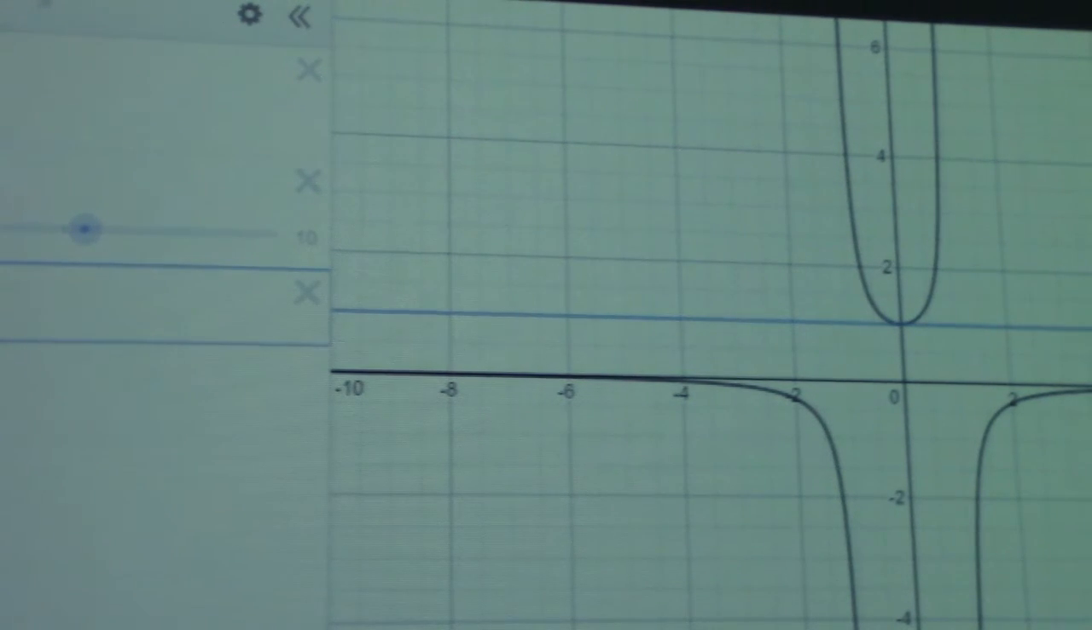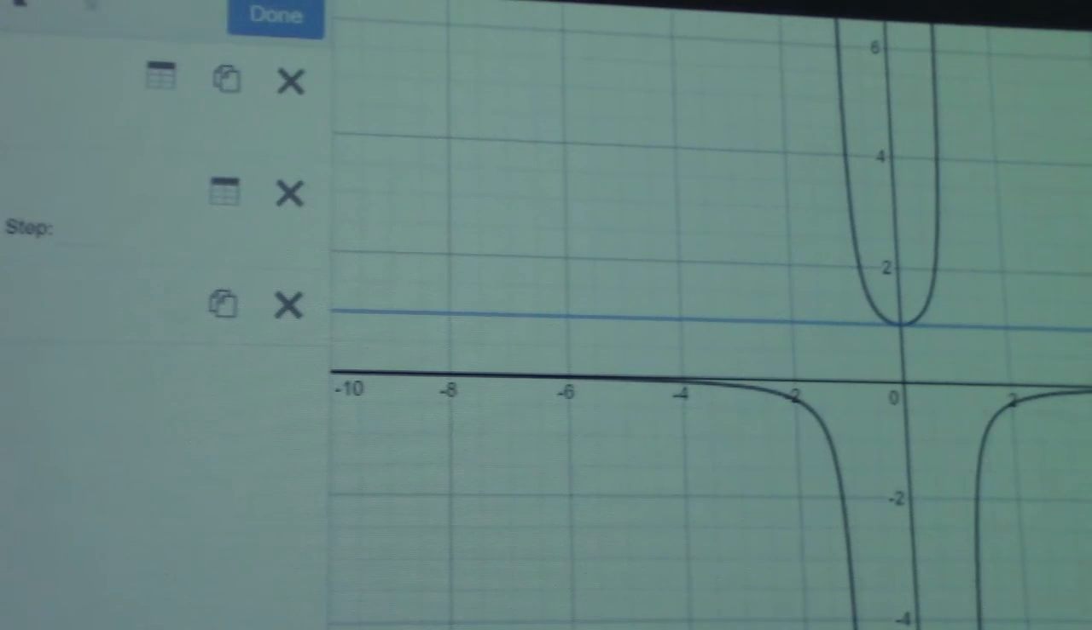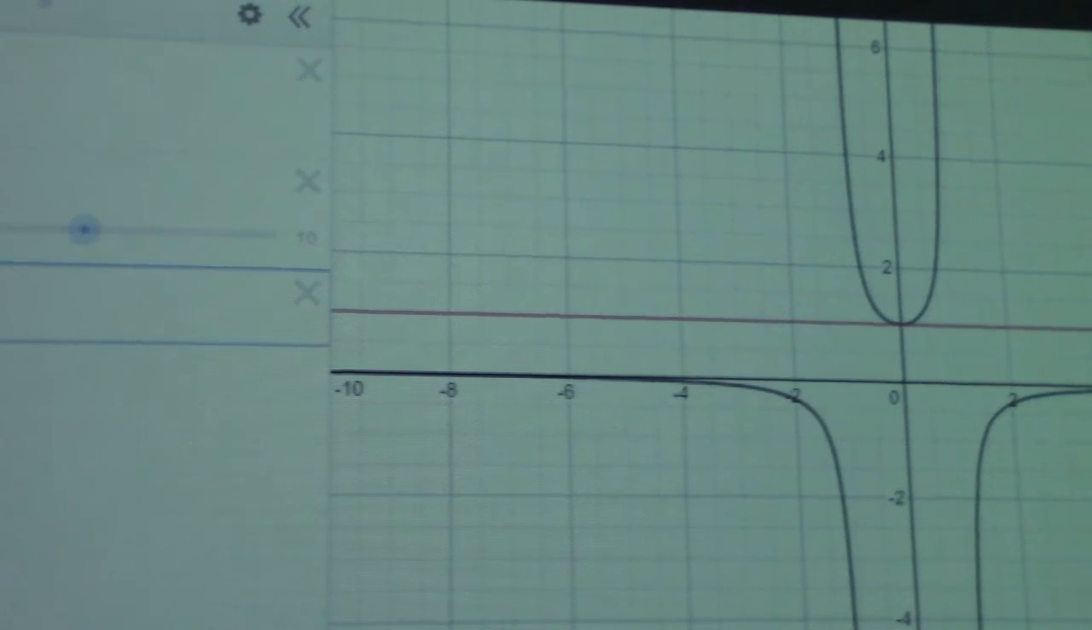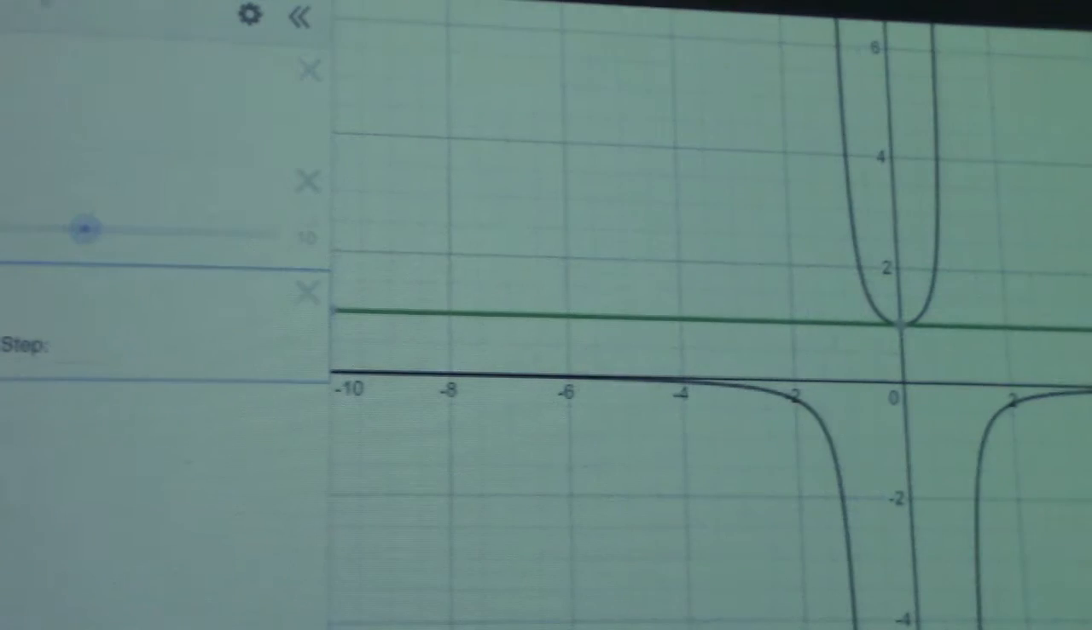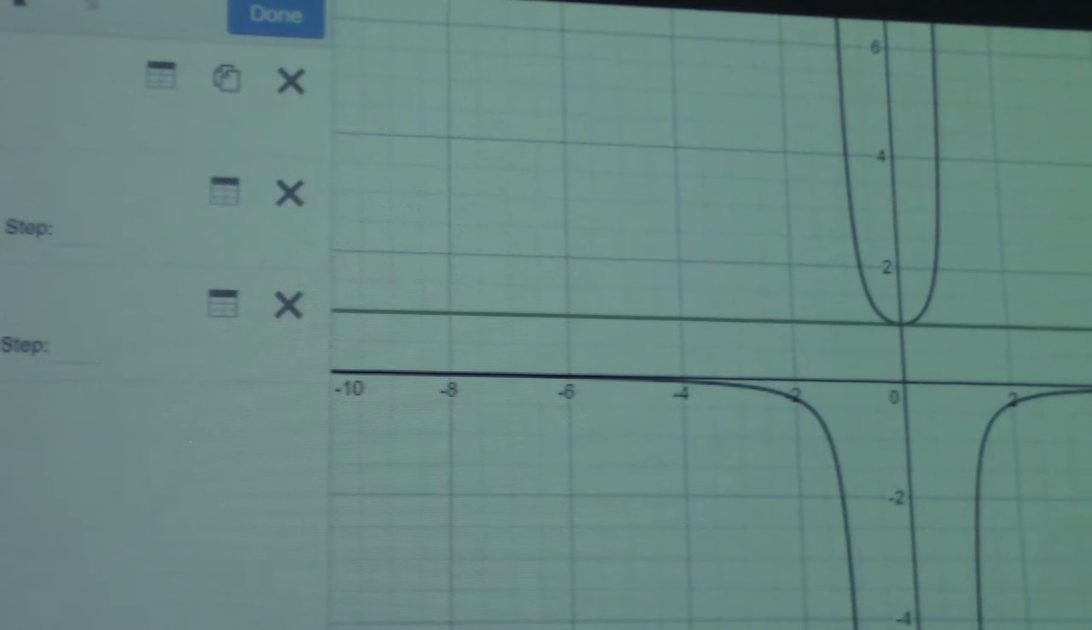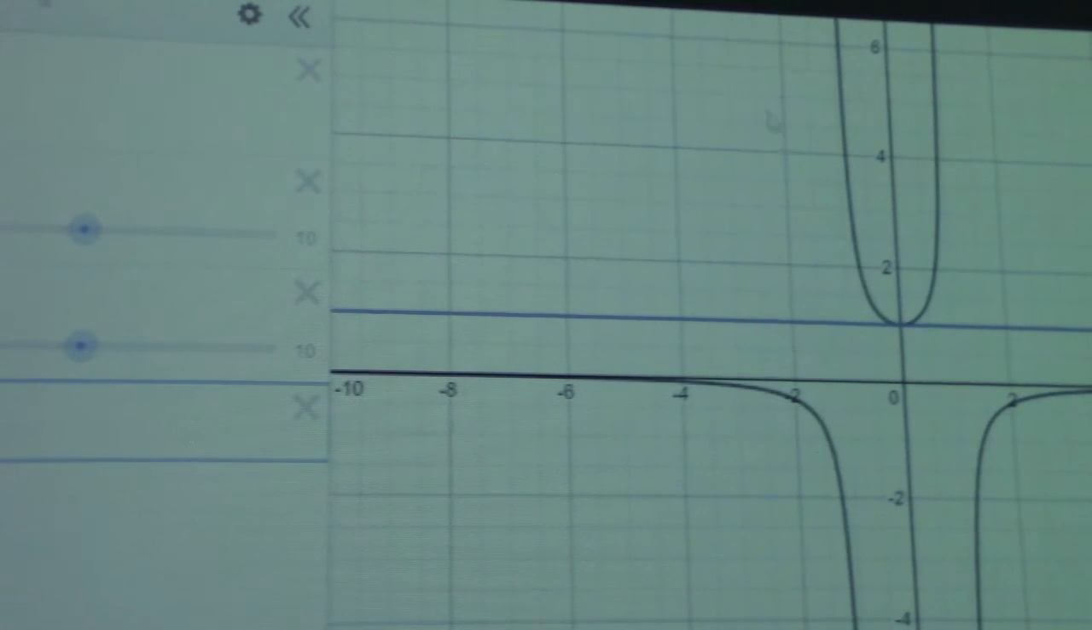If I could follow my own color coding. Red, blue. So if you graph T1 after T0, it's going to overwrite it. Either way is fine. It's just that the graph of T0 and T1 are the same, you know?